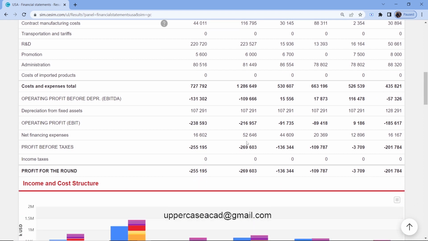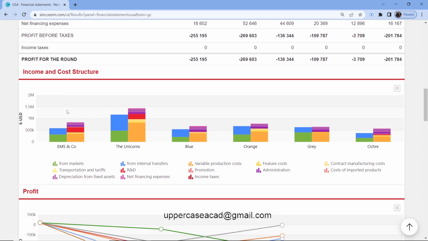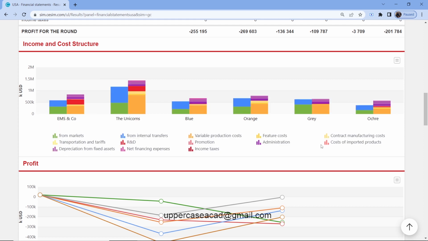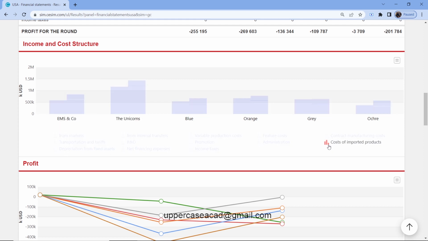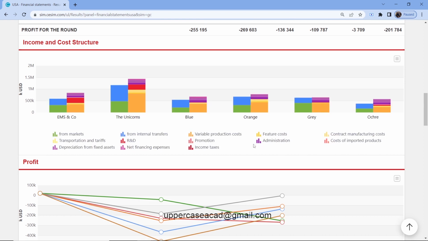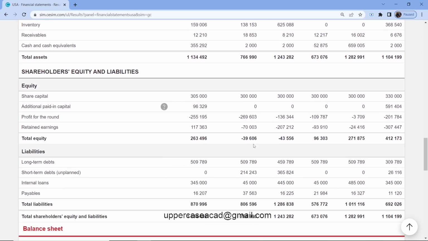We have profits for the round. Oh, I had the lowest. And as I said, never mind about it. My income and cost structure, you can look at it. My sales from the market, my cost from the market. You can just hover on the one that you want to look at. The cost from imported products, there is none, because we are in production in the USA. Most of us sold in the USA. And administration cost, so you can check. This is like the overall, but this is just for the USA market.